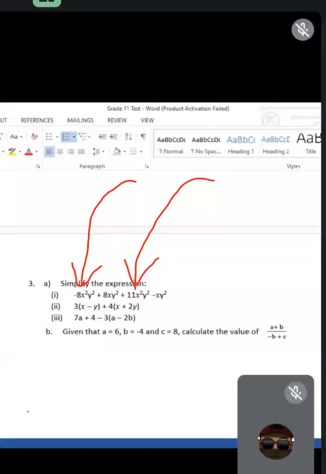So, minus 8 plus 11. Now imagine if you would, right?